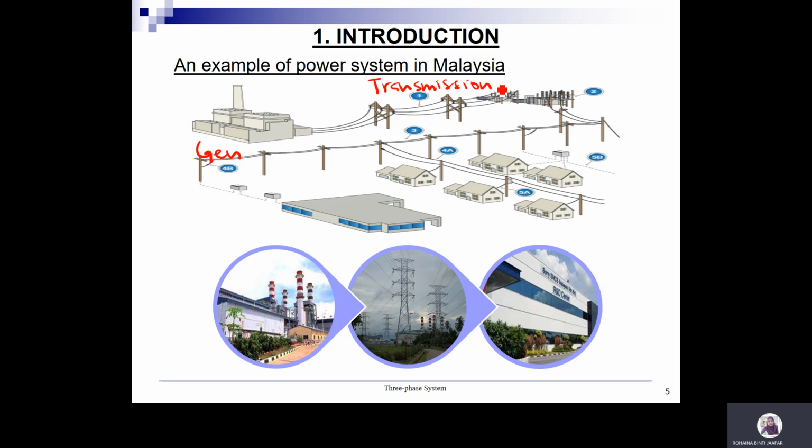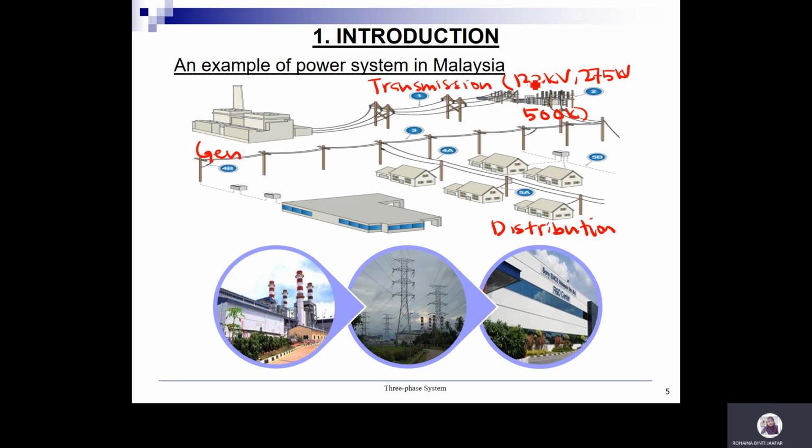Okay, for transmission division, the voltage level here is 132 kV, 275 kV, and then the highest voltage level is 500 kV. So this is the voltage of transmission division in Malaysia. And then after that, before it transmits to distribution division, the voltage level will be stepped down by the transformer.